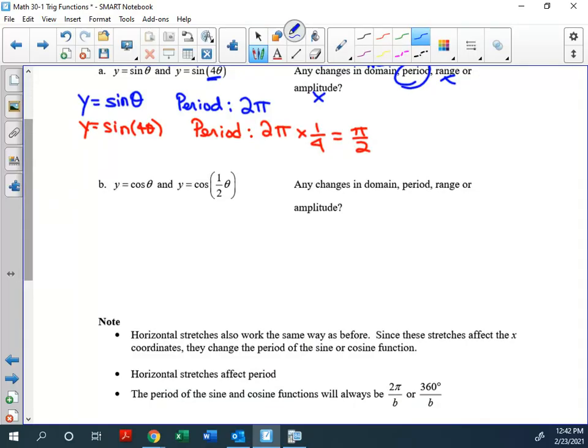Do we need to prove it with the graph all the time now, or are you feeling pretty confident in your transformations? Yeah, math was done before graphing calculators. I like to keep reminding you guys.